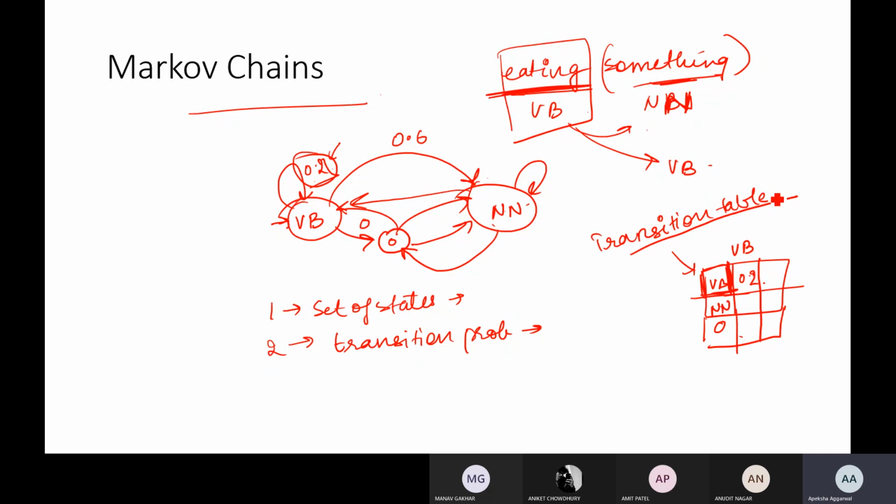So a transition table represents a set of states on the x-axis and a set of next states on the y-axis. So if I'm moving from verb to other and my probability is zero, I will say, okay, this was verb, noun, and this is other, probability was zero. So this is called a transition table. In a transition table, we represent the present state on the left side and the next state on the right side, and we represent the value of probabilities. Now we will see how these probabilities are getting calculated.